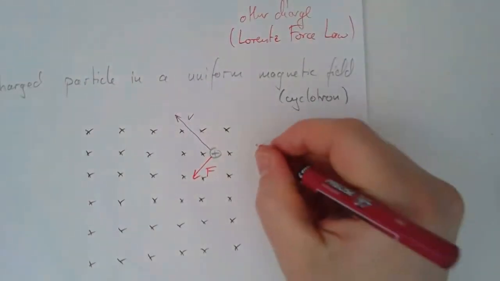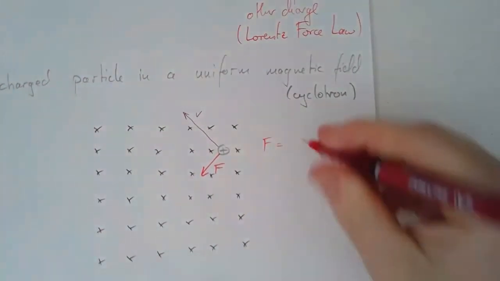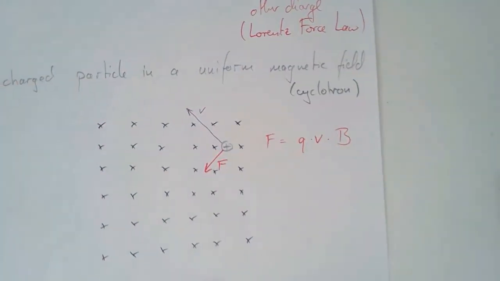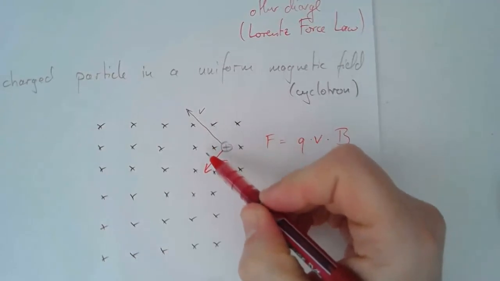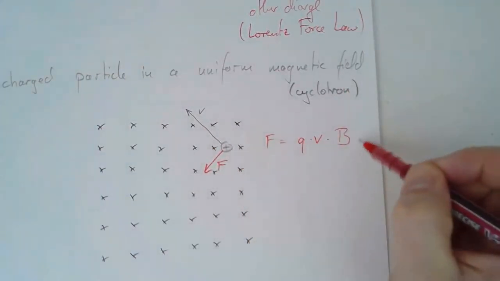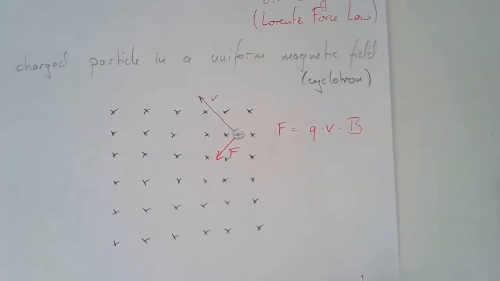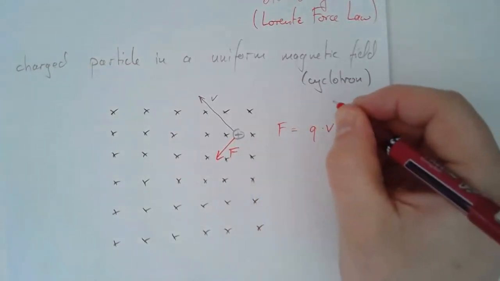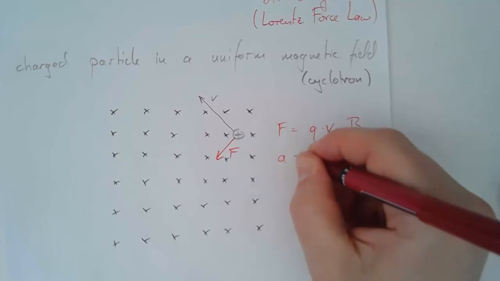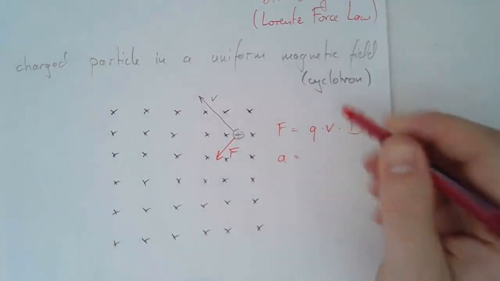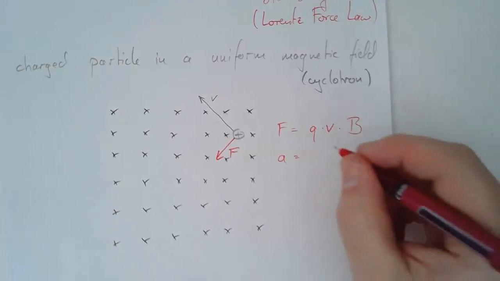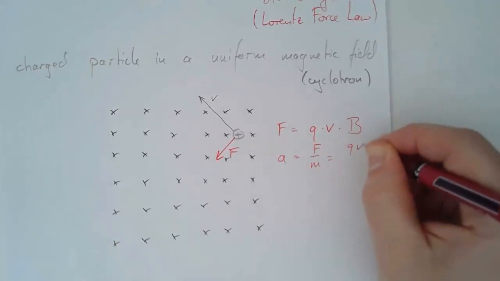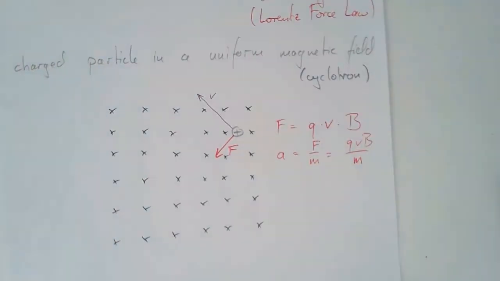And the force is going to be Q times V times B. And the angle between the velocity and the magnetic field is 90 degrees, so the sine part is just 1. Don't have to write it down. So that means the particle is going to experience an acceleration A. And I'm just writing the magnitude. I'm not putting an arrow on top, so this is just multiplying the magnitudes. A is F over M, which is QVB over M.